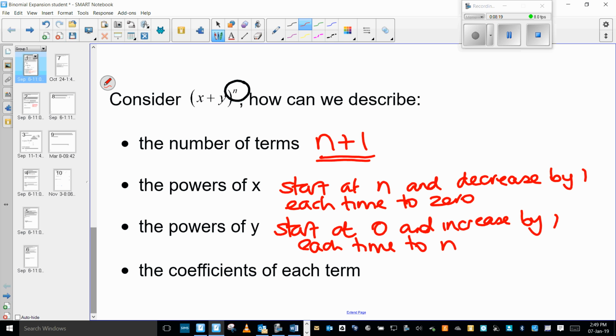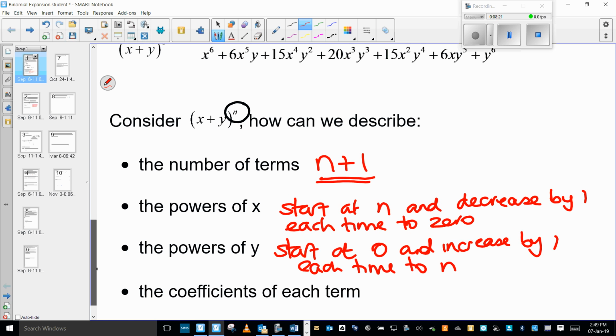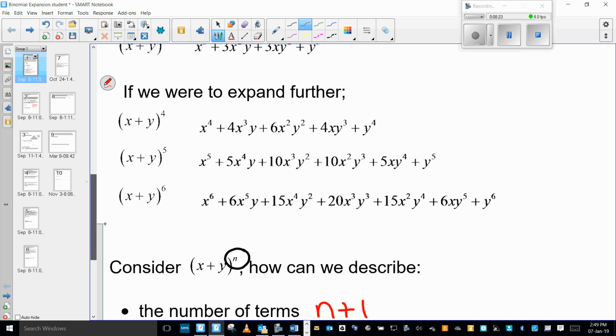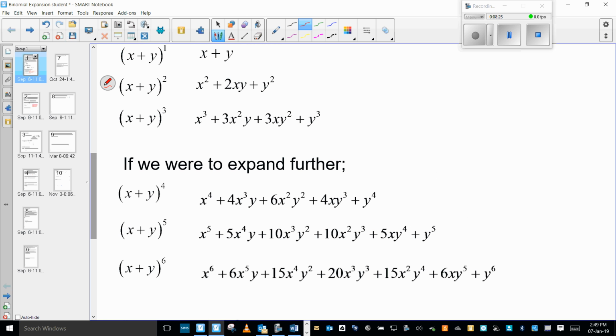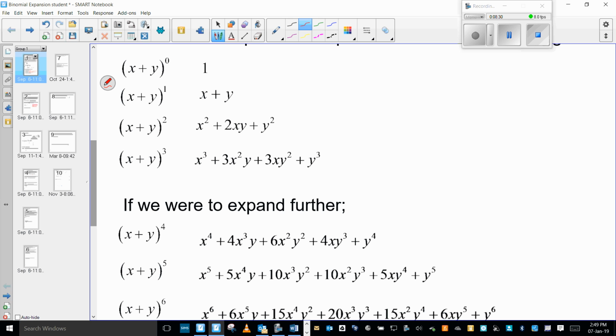Now, what about the coefficients of each term? This is a hard one, and I'm not expecting anyone to come up with the solutions here. So what's the coefficient of x and y here? 1, yeah? And so we've obviously got 1s on all of these ends.